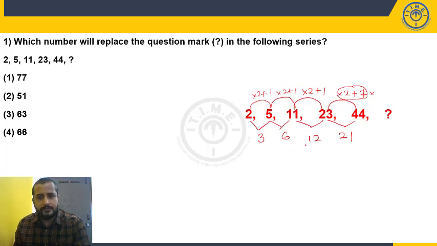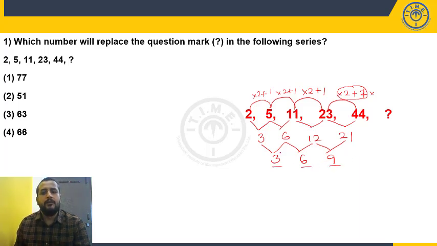Can you see any pattern? No. Again check the difference of the difference. If at one stage it is not possible, go to the next stage. 3, 6 difference is 3. 6, 12 difference is 6. 12, 21 difference is 9. Can you see any pattern? Yes, 3, 6, 9, multiples of 3. 3 ones are, 3 twos are, 3 threes are. So what will be next? 3 fours are 12. Here the difference required is 12.